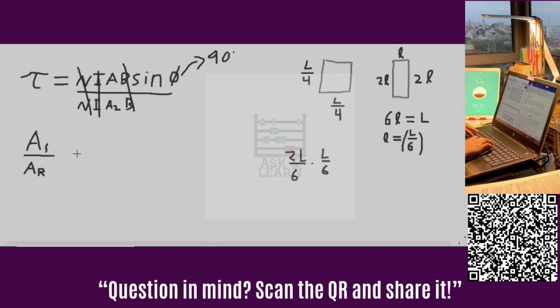Okay, so we can get our two areas now. We just need to finish reducing here. So we have L squared for the square divided by 16, which is 4 squared. And for the rectangle, we have 2L squared divided by 6 times 6, which is 36. So right away, we can cancel out our 2 L's, and this will become 1 over 18.